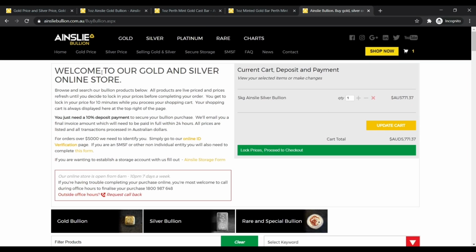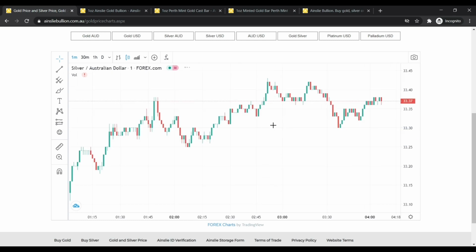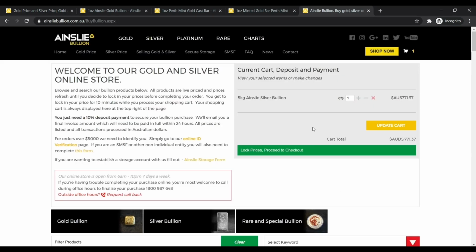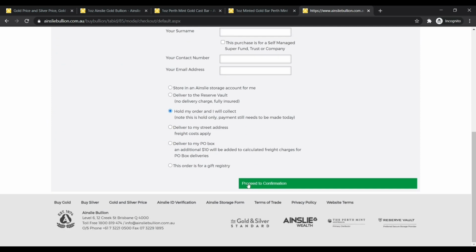You see prices fluctuate all the time. As you can see, if we go back to the charts, prices are moving up and down. This is a 1 day chart, but if we go to 1 minute, you see prices are moving up and down. So you can lock in the price now. And then what they need is a 10% deposit, and then you'll get an email with instructions on how to pay the other part. But you have to do this within 10 minutes. You have to pay your 10% deposit in 10 minutes. So all you'll do now is fill out this information and then press confirm.